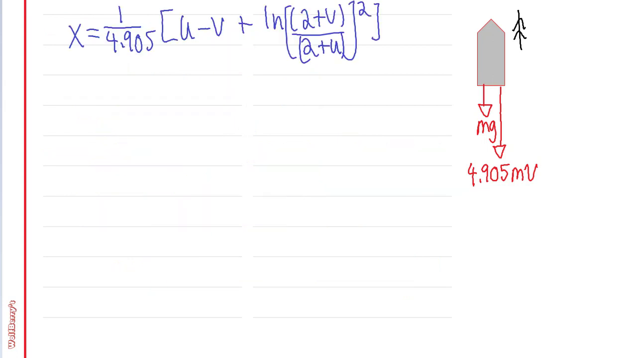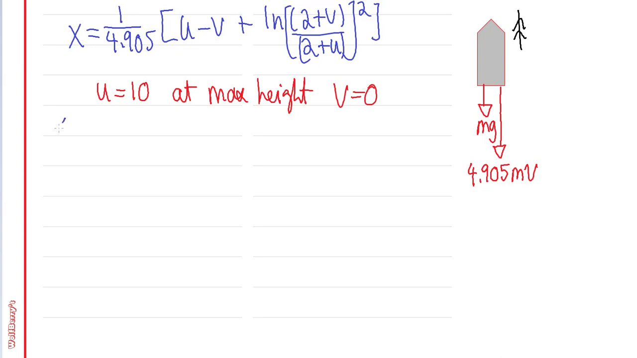So, the final part of the question says, if u is equal to 10 meters per second, find the greatest height that the rocket reaches above ground. Now, the greatest height will be the maximum height the rocket reaches. When it reaches that height, it will stop, so its velocity will equal 0. So at max height, so greatest height, we know that v must equal 0. It stops instantaneously before falling back to the ground. So we have our two values here, u equals 10 and v equals 0. Let's substitute them above and find x.